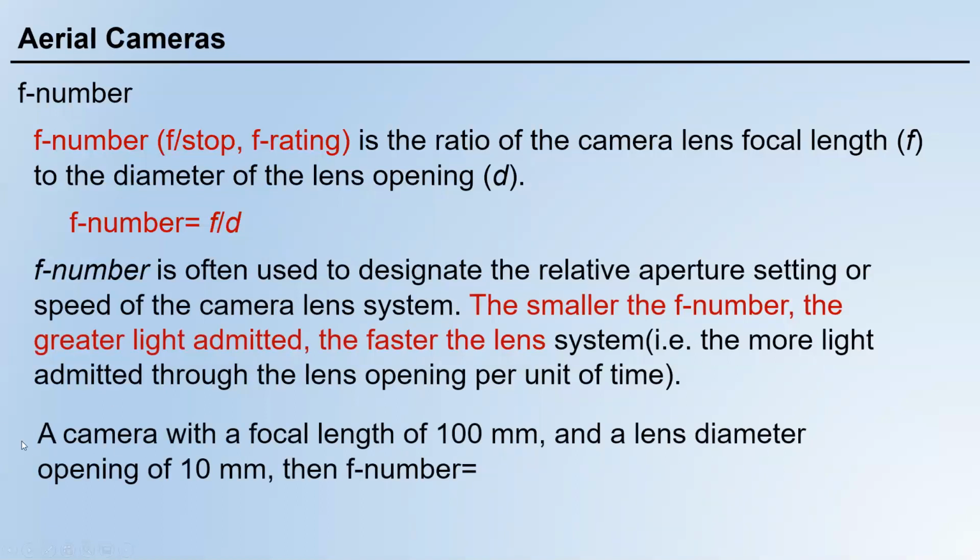Okay, here is an example. A camera with a focal length of 100 millimeter and a lens diameter opening of 10 millimeter. So what's the f number? Okay, so here f is 100, d is 10. So the ratio should be what? Should be 10. Okay, it's just that easy.